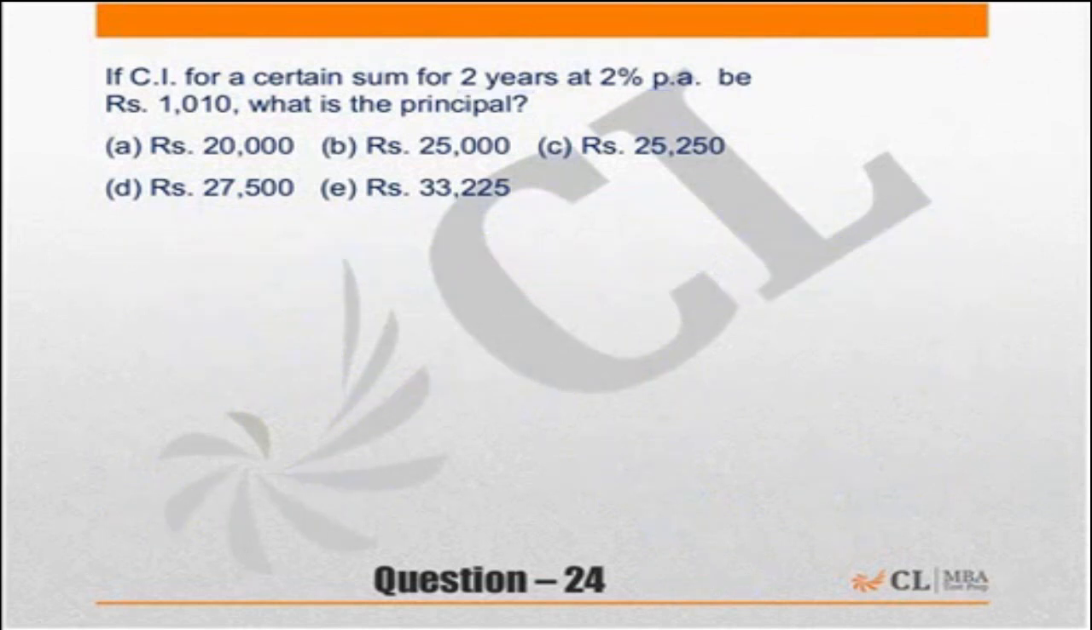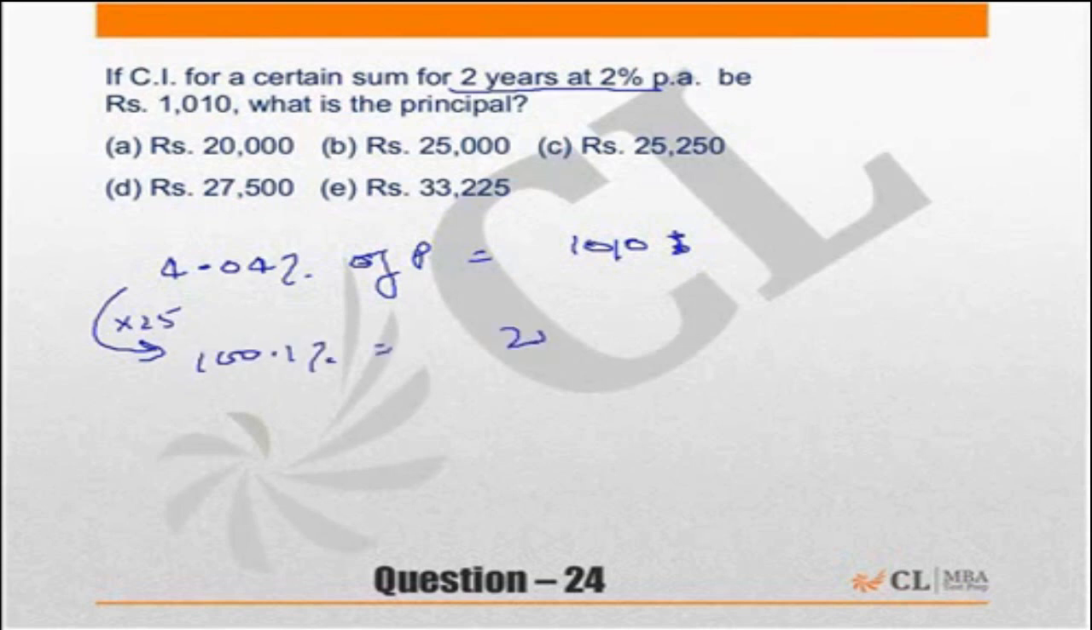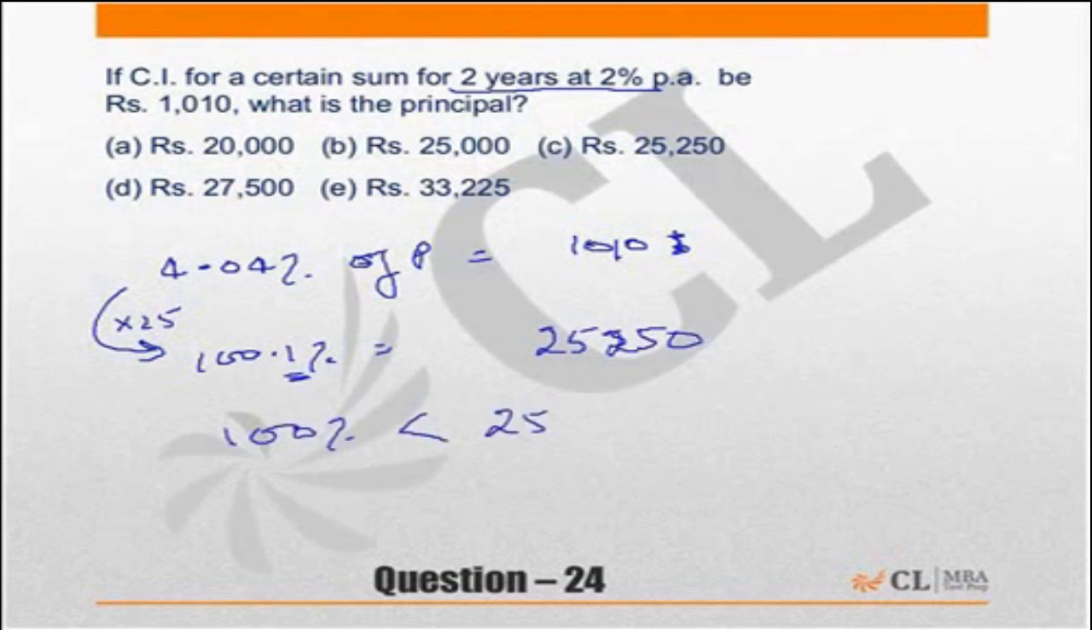here we are saying 2 years 2% is 4.04% of principal, which is equal to 1010. What is the principal? So again, approximately 4% of principal is 1010. So multiply this with 25. So 101% should be equal to 25,000 plus 250, so 25250. Okay, but we don't need 101%, we need 100%. So my answer should be less than 25250. So the answer should be 25,000.